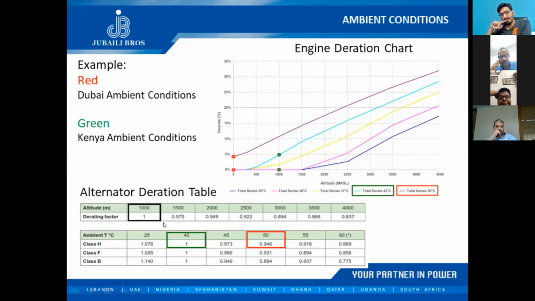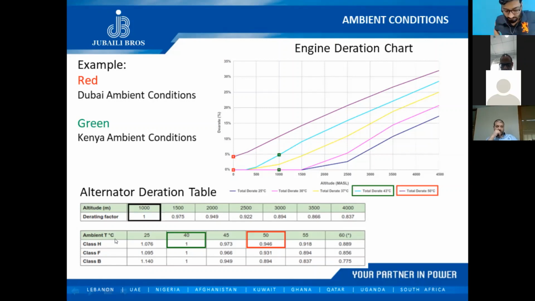Now, alternator derating is given in terms of factors rather than percentages. Okay. Now, definitely, this depends on the manufacturer. Different manufacturers have different standards. Okay. So what we're considering, guys, here is a Perkins engine and a Leroy Somer alternator. All right, because this is what typically Jubaili deals with. So up to 1,000 meters above sea level, there's no derating on the alternator itself. So there's no effect whether it's in Dubai or in Kenya.